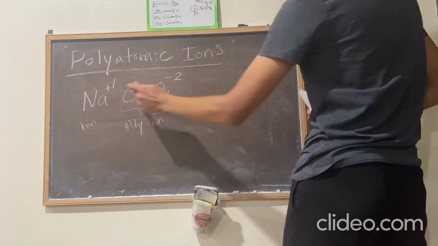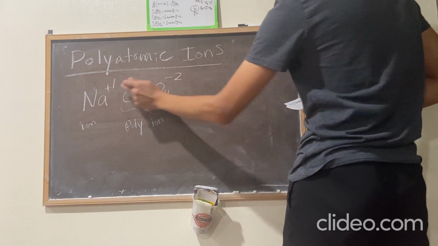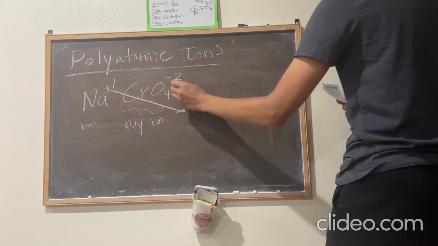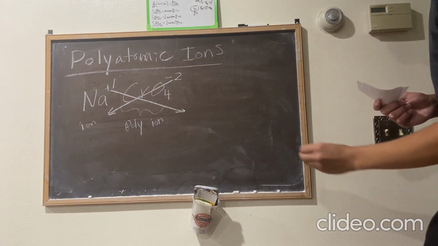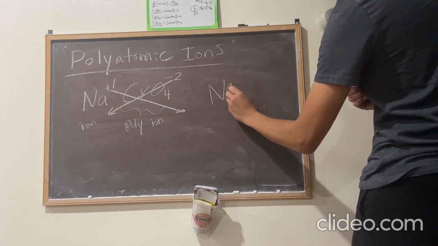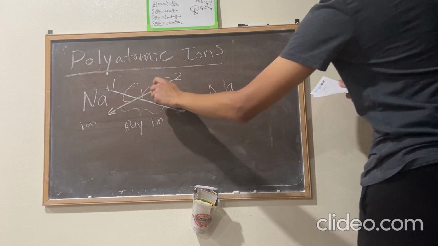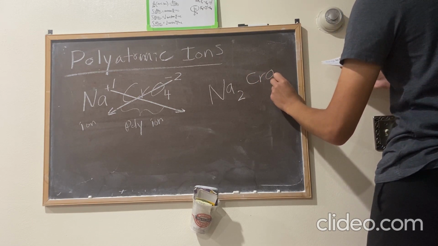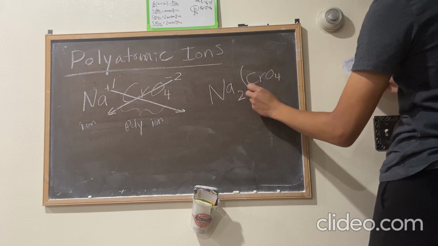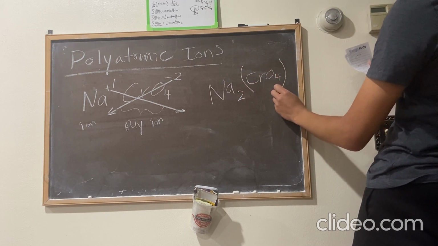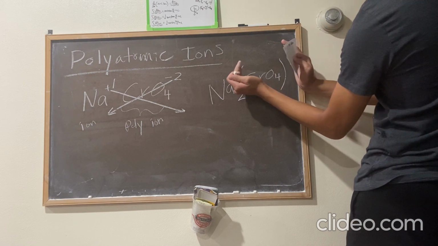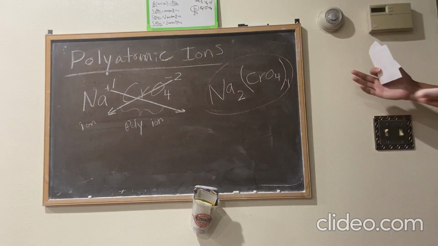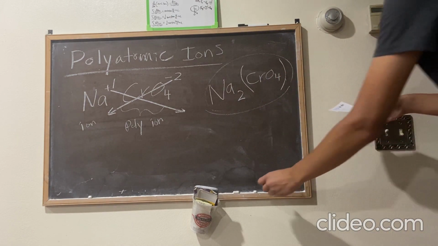We write the positive, we write the negative, we write the charge on both of them, and then we simply crisscross them. We bring that 1 down here, bring that 2 down here. So now we have Na, and the 2 came down from that chromate, and then we have CrO4. For the purposes of staying neat, we usually put this in parentheses once we crisscross, just to let people know that this stays as one unit. That's the 1 down there. But for simplicity's sake, we could leave out that 1. All right?